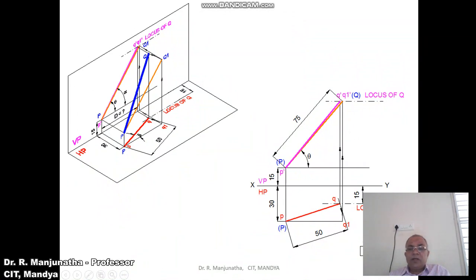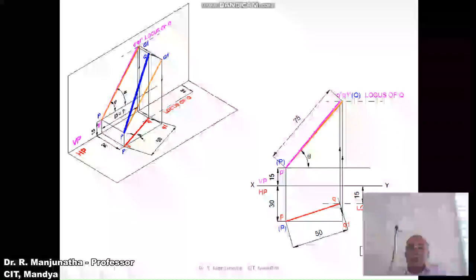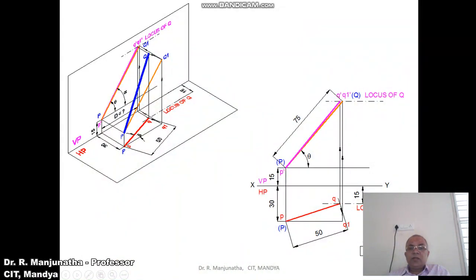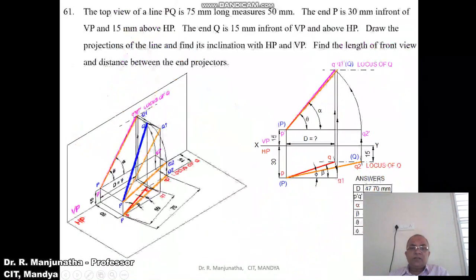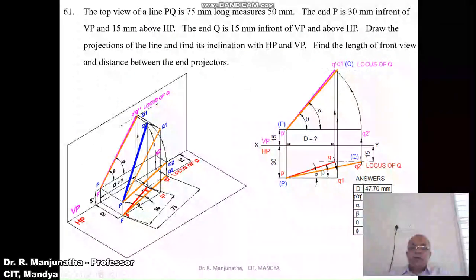From Q1, you draw a vertical projector to the locus of Q, so that you are going to get this point Q1 dash. Then join P dash Q1 dash, and you are going to get the true length in the vertical plane. This is how we will be able to analyze the problem in 3 dimensions. Now we are going to solve the problem using the sketch.